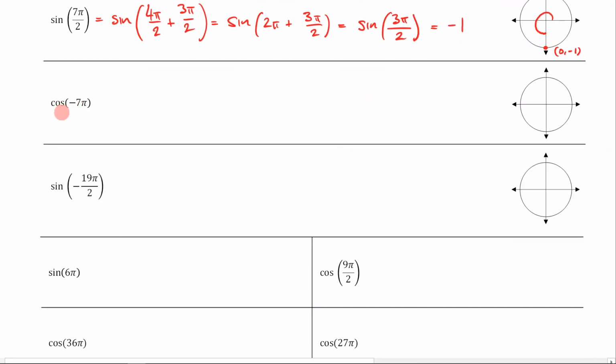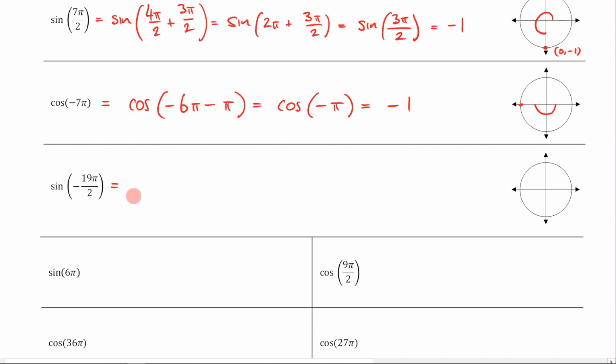We can also think about this when we're doing negative numbers. So this would be cos of negative 6 pi minus pi, which would be the same as simply cos of negative pi, which would mean I'm just going back that way. So I'm going back negative pi, and that would take me to this position right here, which we know is going to be negative 1.